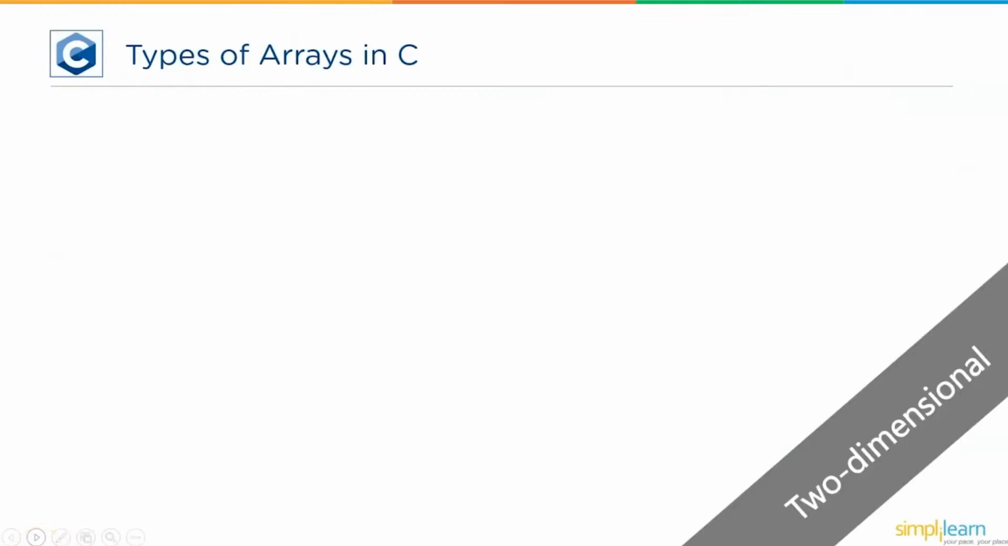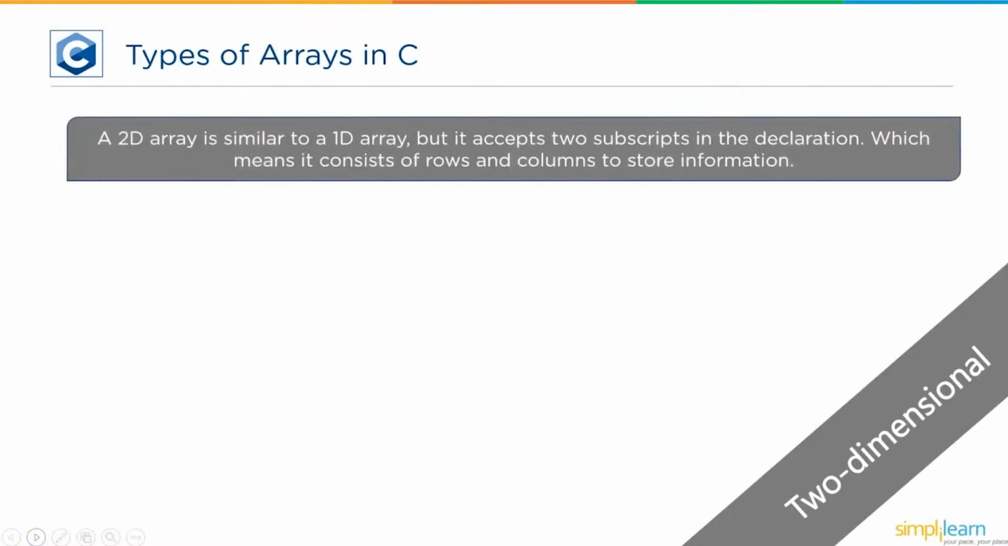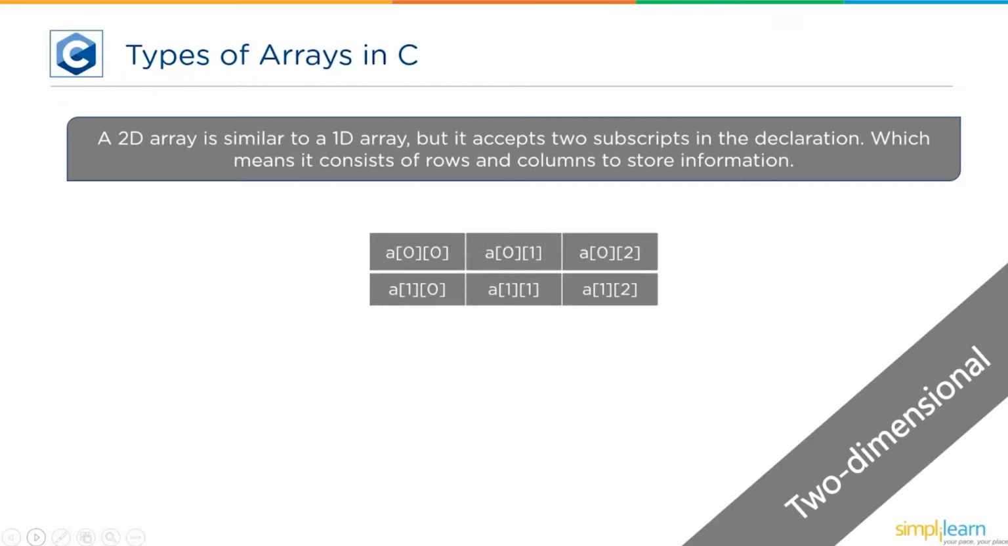Next, we have two-dimensional arrays. A 2D array is similar to a one-dimensional array, but it accepts two subscripts. In a 2D array, the data is stored in rows and columns. So using a 2D array, we can perform arithmetic operations like addition, subtraction, multiplication, etc. Now let's look at the given representation of a two-dimensional array. The index of the 2D array starts with 0,0, then 0,1, 0,2, and followed by the next row 1,0, 1,1, and 1,2.